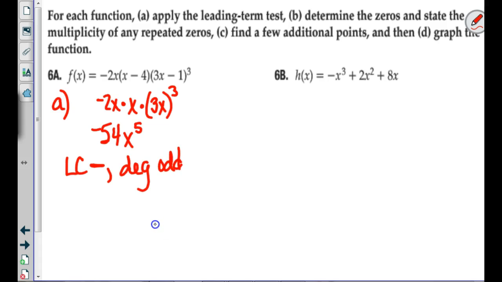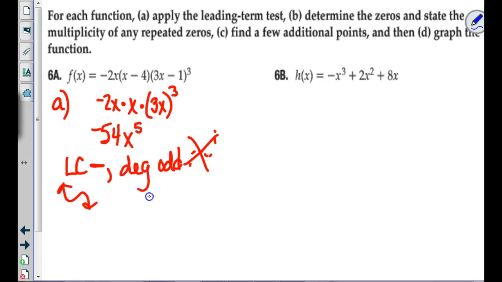What does that mean about the number of zeros? It can have at most how many zeros then? 5, okay. What does the fact that it's odd mean? Well, this is the normal shape, but the negative means it's flipped upside down, right? So it's like an upside down cubic. It's going to be this shape. All right, let's go on to B.